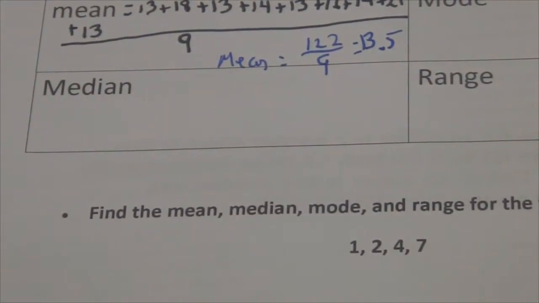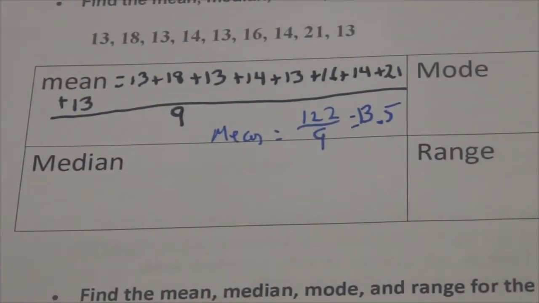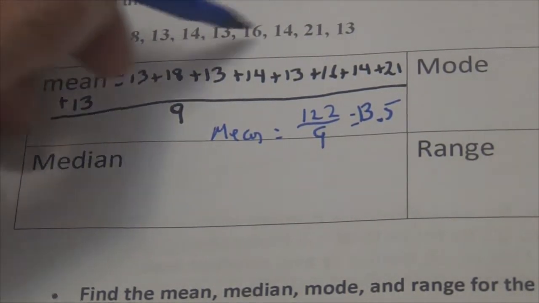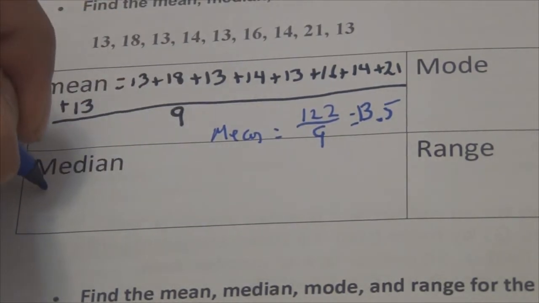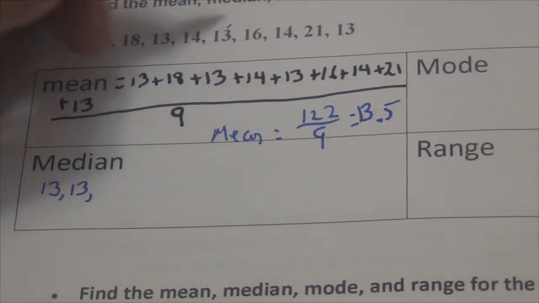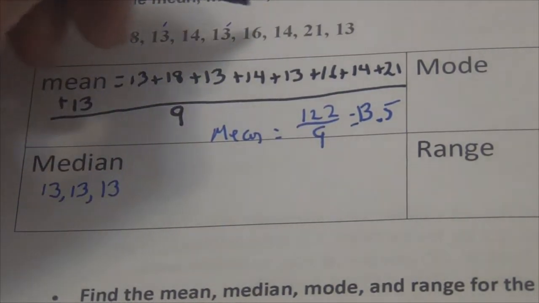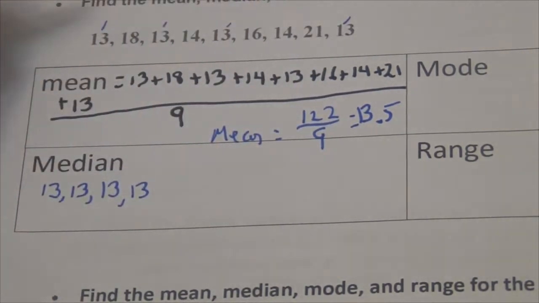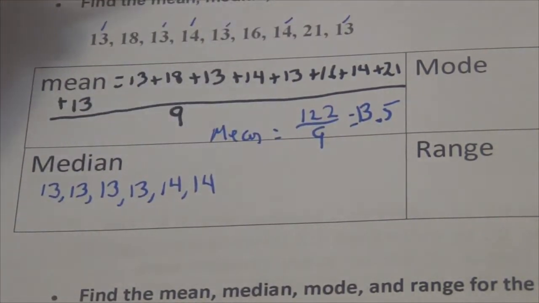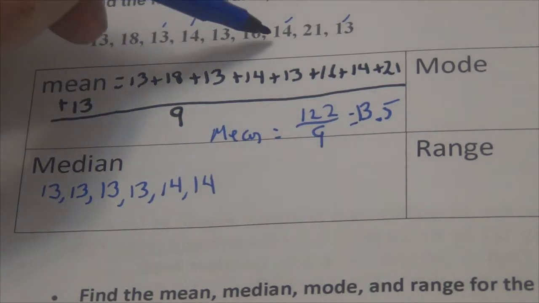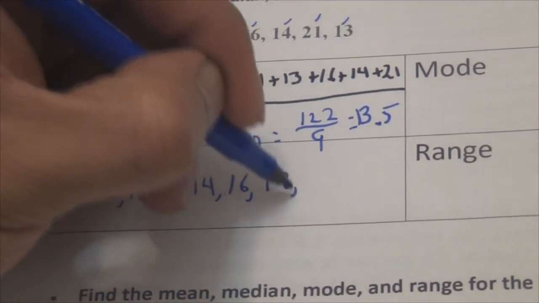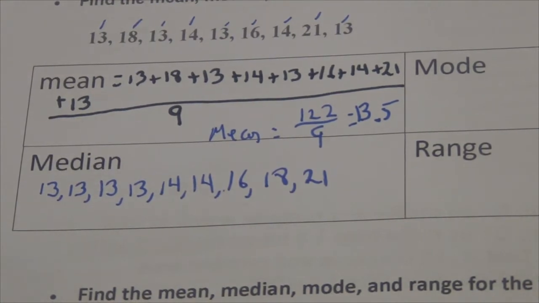Now let's talk about the other one that is being asked of us, the median. The median is the middle number when your data is arranged from least to greatest. So I have to arrange this from least to greatest. The lowest number here is 13. So 13, then 13, then 13, then 13, then 14, 14, then 16, 18, and 21.